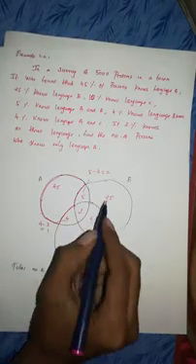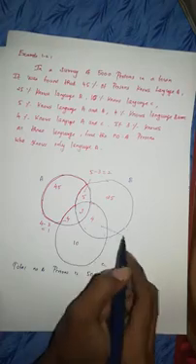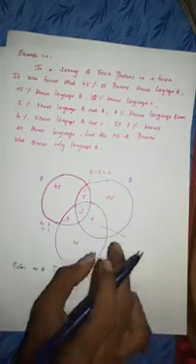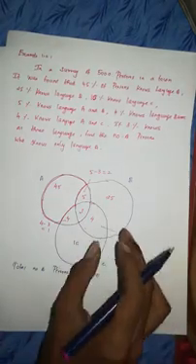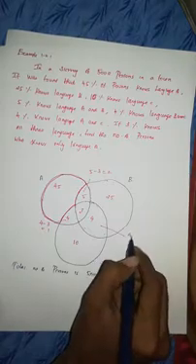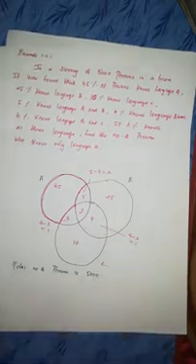Then the number of persons who know only languages B and C is 4 minus 3, is 1.